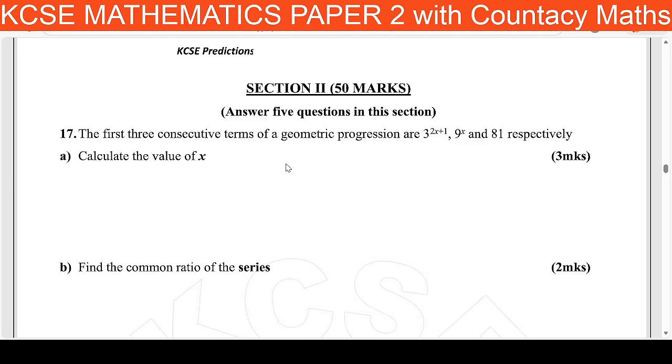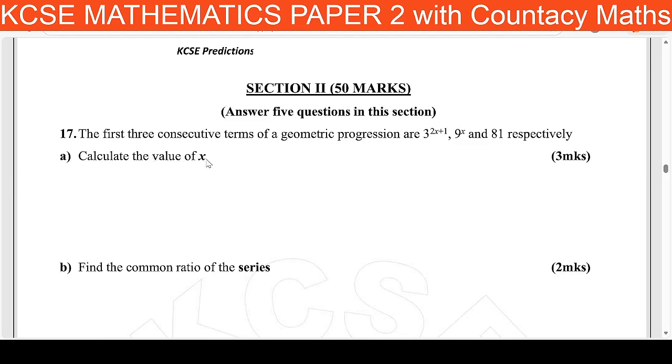So let's get to this particular question that will give us exposure to AP and GP concepts. We are told that the first three consecutive terms of a geometric progression are 3 to power 2x plus 1, 9 to power x, and 81 respectively. Part 1 tells us to calculate the value of x. We will also have part B, C and D, so that this question can culminate to 10 marks. But let's start from where we are, and that is calculate the value of x.